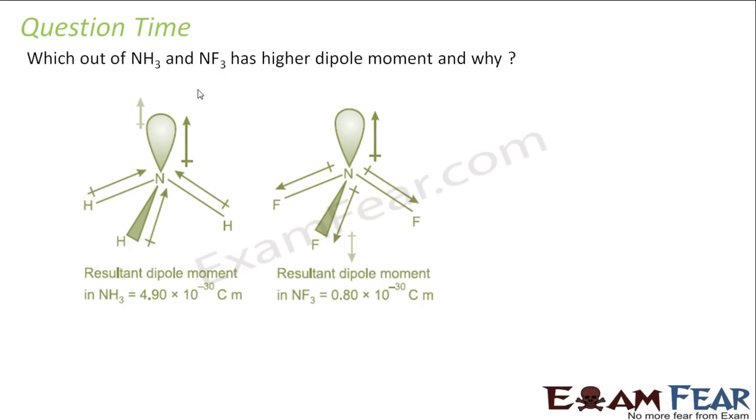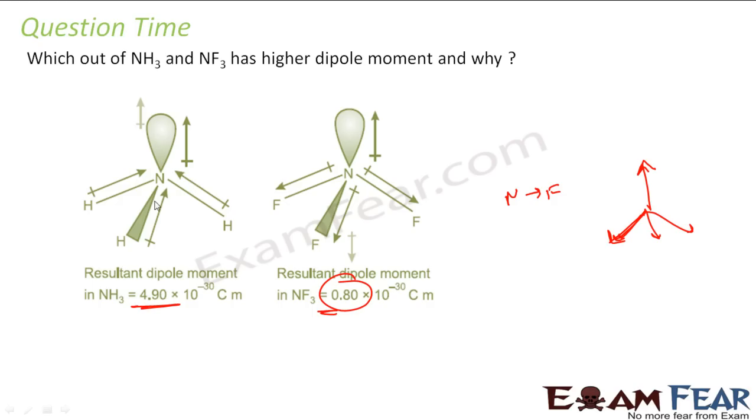Which of NH3 and NF3 has higher dipole moment and why? So it is seen here that NH3 has higher dipole moment than NF3. Why? See, NF3 has NF dipole which is stronger because fluorine is more electronegative. But these dipoles, if you see, are in this direction, and there is a dipole for the lone pair in this direction, and they cancel each other, right? These dipoles cancel with each other, so the net dipole is less.